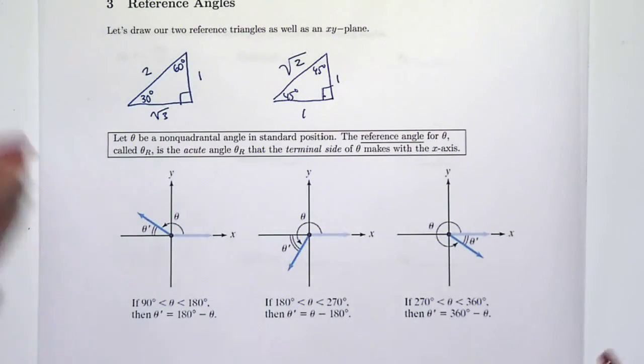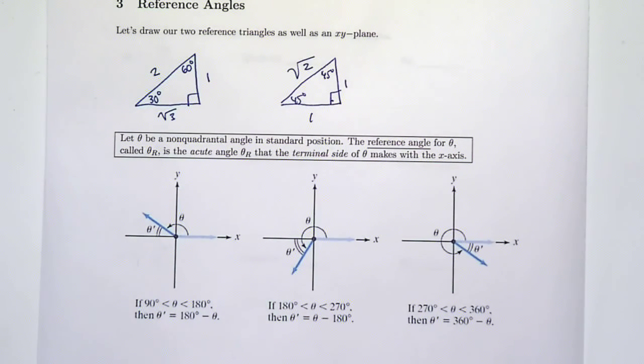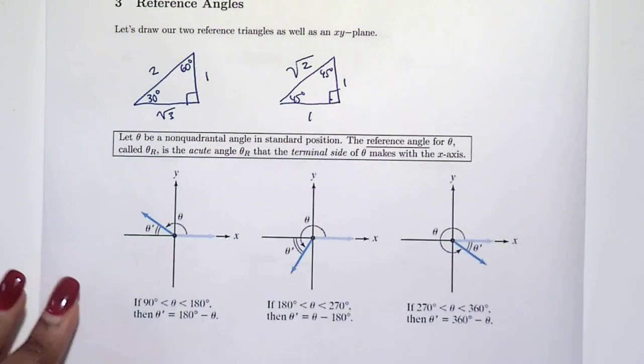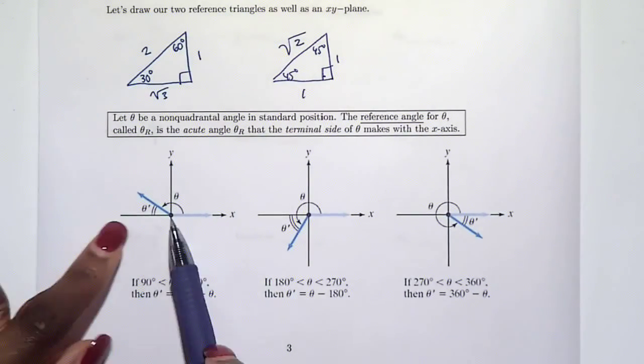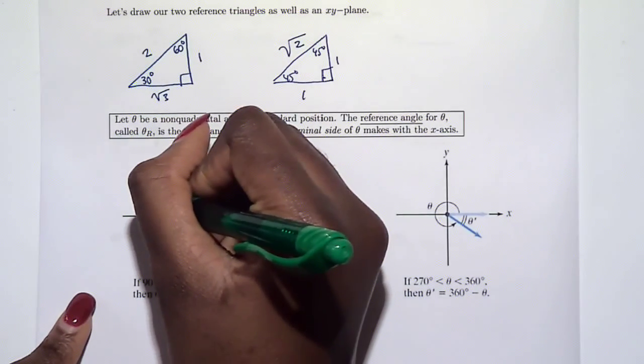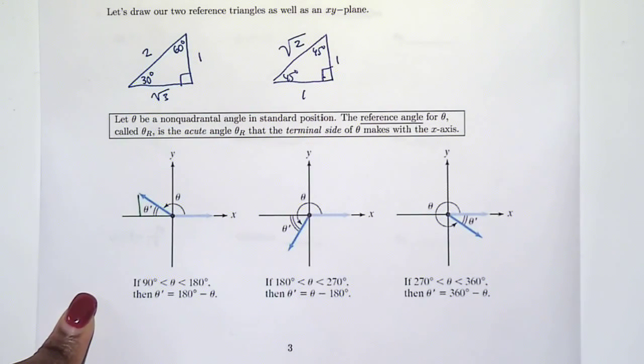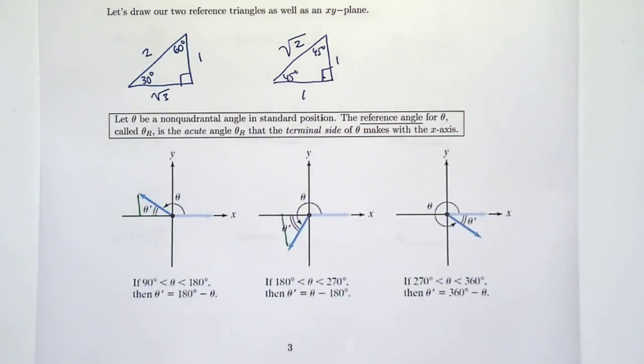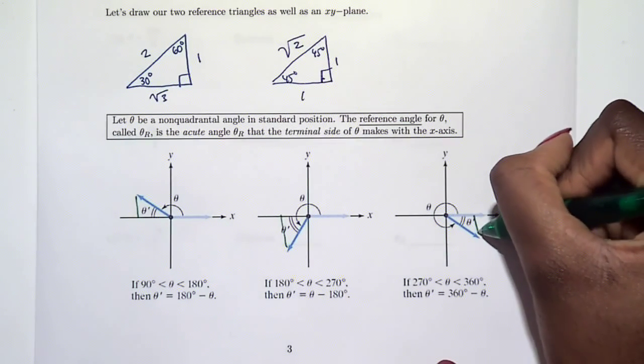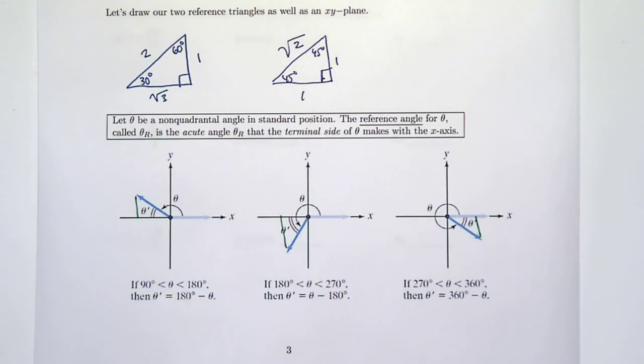Okay, so it says let theta be a non-quadrantal angle in standard position. The reference angle, we're going to call it theta r, is the acute angle that the terminal side of theta makes with the x-axis. All right, so it's these triangles that we've been drawing here. So when we open out, we can do this and make a reference triangle. We can do this and make a reference triangle. So notice that I'm always drawing the line to the x-axis. And I'll show you how to find those angles in the next video.